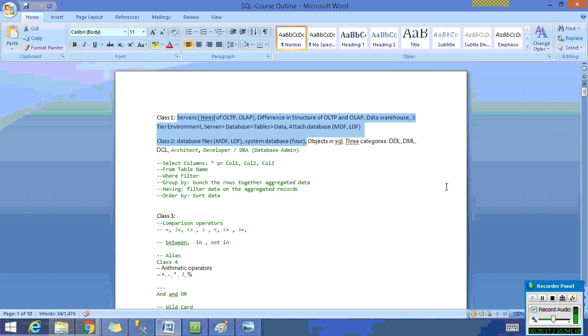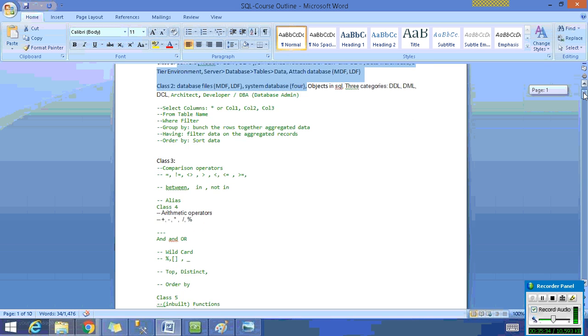Last class we talked about how to write a select statement, how to do a very simple where clause where you can use comparison operators, between, in, not in, and how you can alias the columns. We talked about those things, right?